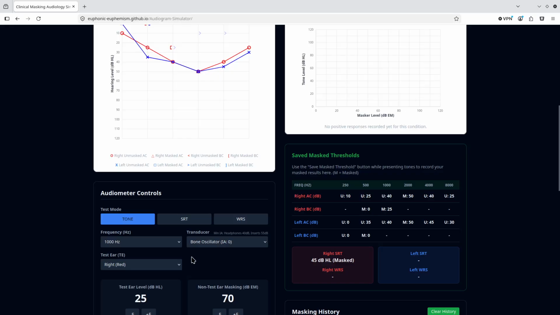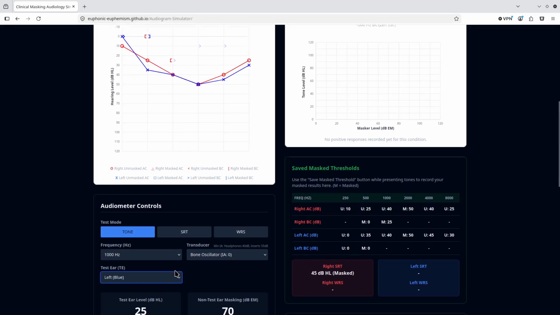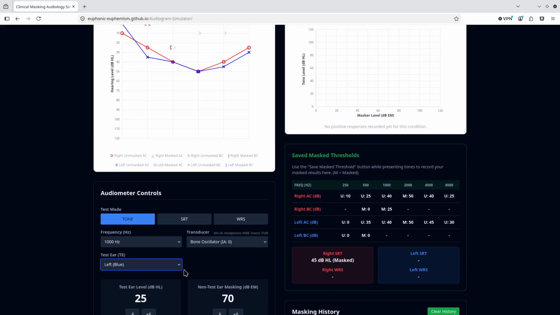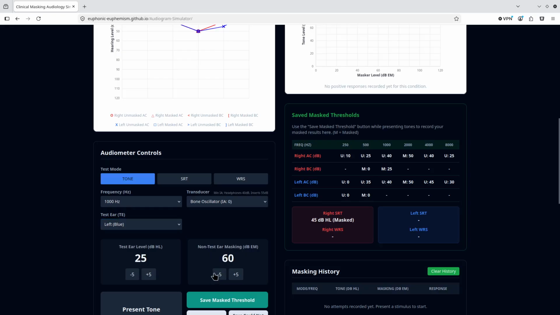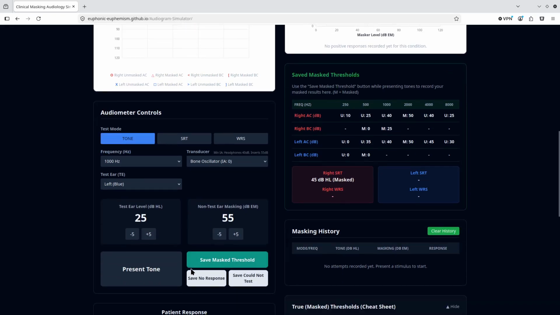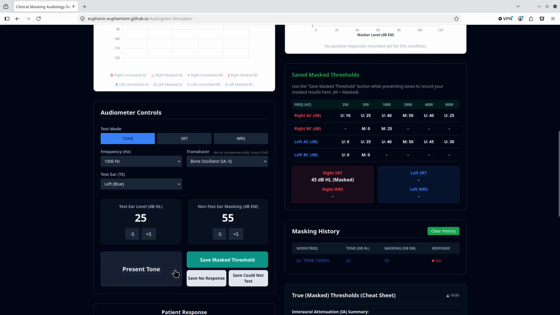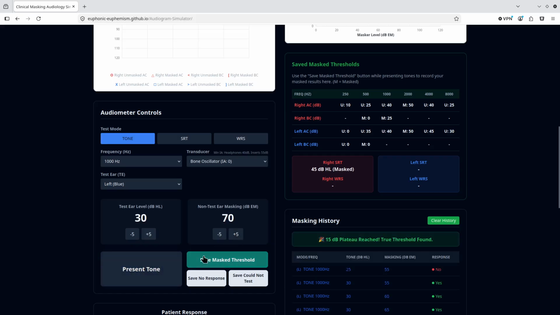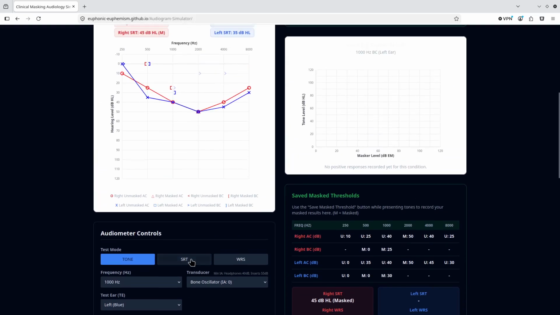Same thing we're going to do on the left ear now, starting out at 25 dB. And the masker is going to be 10 above, so we're going to start at 50, plus a 5 dB safety factor, which is optional, I would say. And the occlusion effect is also going to be optional here. We're going to present the tone here. Got no response. Let's go up on the tone. Got a response. Let's go up on the masker. Got a response. Masker. Response. Masker. Plateau. Save it. So it looks like sensory neural there.